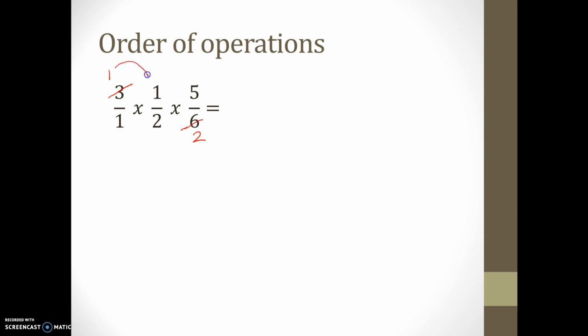I'm going to multiply 1 times 1, and that's just 1. So I'm going to multiply 1 times 5, and I'm going to get 5 in my numerator. Now I'm going to multiply 1 times 2, and that's 2. And now I'm going to multiply it by the other 2, and I'm going to get 4. So I have 5/4, and I'm going to need to simplify that.